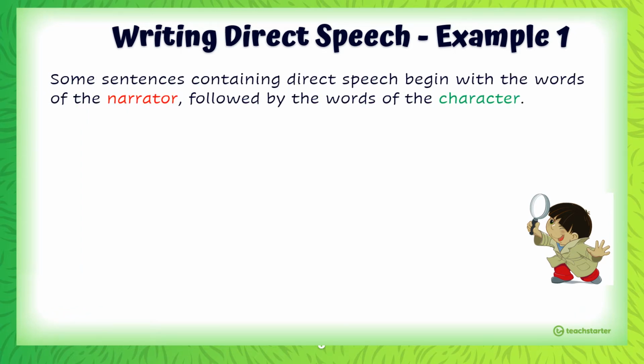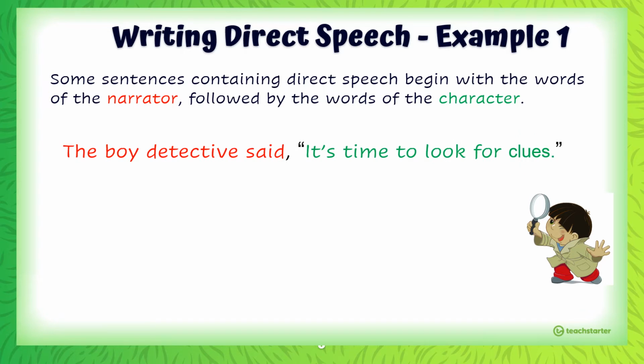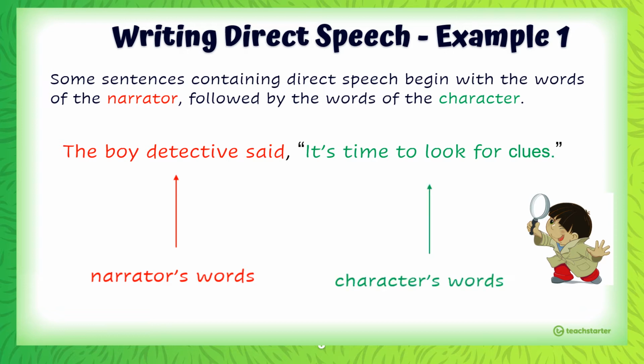Some sentences contain direct speech at the beginning with the words of the narrator, followed by the words of the character. Have a look. The boy detective said, "It's time to look for clues." So the narrator's telling us who's speaking, but the character is saying, "It's time to look for clues."